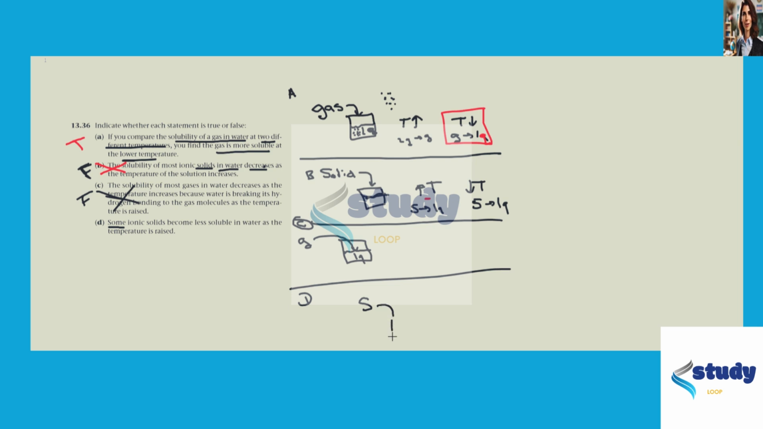So we've got solid going into solution, but we're not talking about the trend. We're talking about some, which can be the exception to the trend. But otherwise, the trend for a solid going into solution is as the water or temperature goes up, the solubility goes up. But again, this says some. Ionic solids become less soluble. Watch out for terminology in true and false questions, and you should be fine on your test.